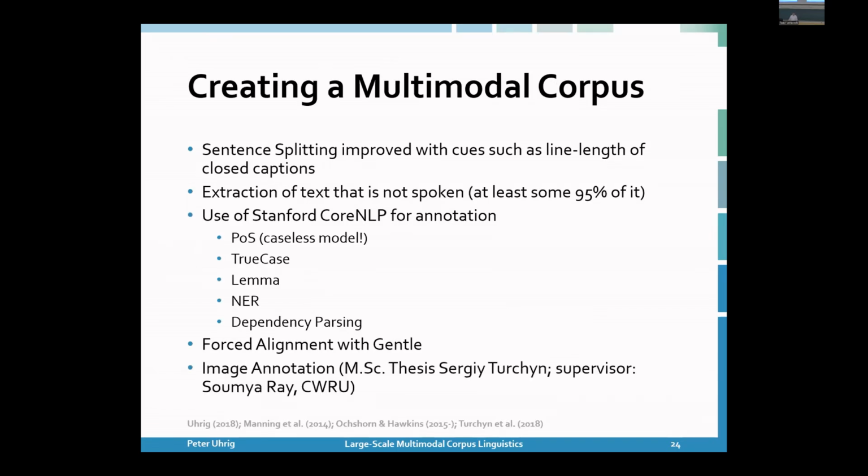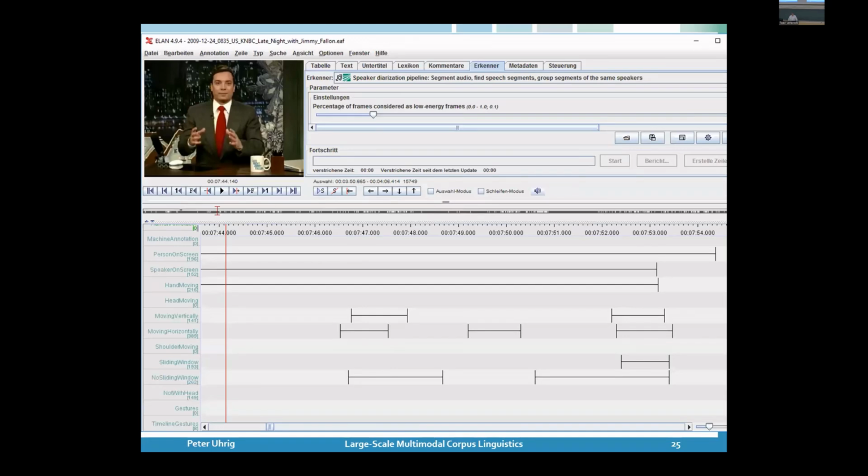And then we ran some image annotation. The first round of that was a master's thesis by a guy who now works for Google. And he created basically a tool that gives us things like, is there a person on screen? Is the speaker on screen? Are the hands moving? And it gives us time codes from when to when hands are moving, heads are moving, in which direction, things like that.